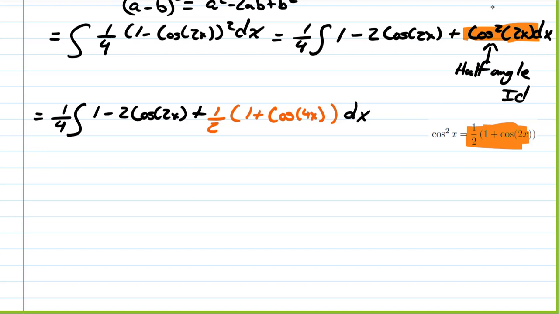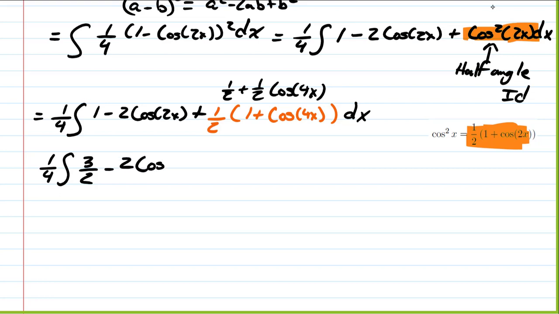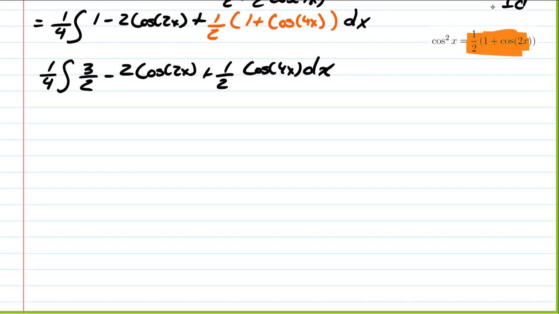So now, after all this, we're finally ready to take our integral. Collect a few like terms. So we have 1 minus, let's distribute first. So 1/2 times 1 gives us 1/2 plus 1/2 the cosine of 4x. So then 1 plus a half gives us 3 halves minus 2 cosine 2x plus 1 half the cosine of 4x dx. So we do our integral.